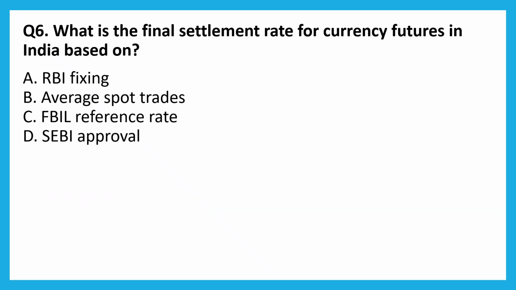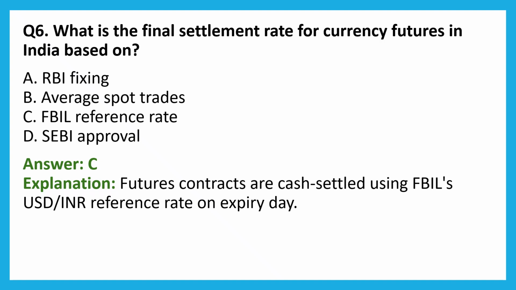Next question. What is the final settlement rate for currency futures in India based on? Option A RBI fixing, option B average spot rates, option C FBIL reference rate and option D SEBI approval. Correct answer is option C FBIL reference rate.